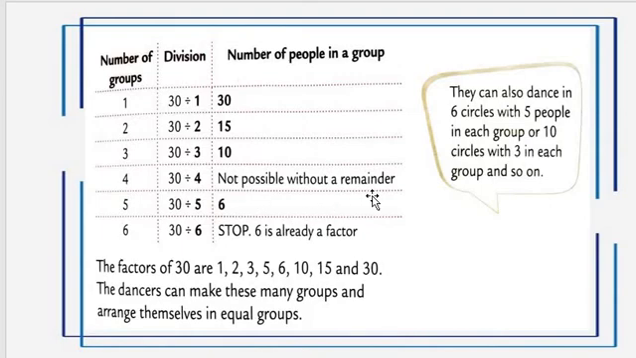So not possible without a remainder. Okay, remainder. So that's why we are not making a group of 4. It is possible to make a further group, a group of 5. So 5 6s are 30, 6 5s are 30. Okay, stop. 6 is already a factor. See here, 5 6s or 6 5s is already our factor.